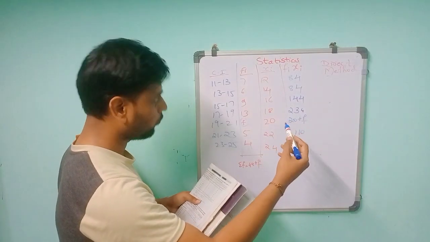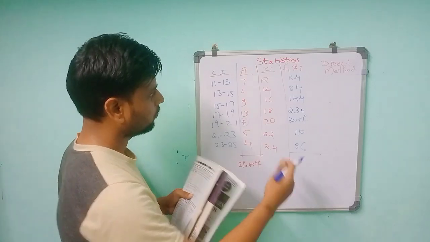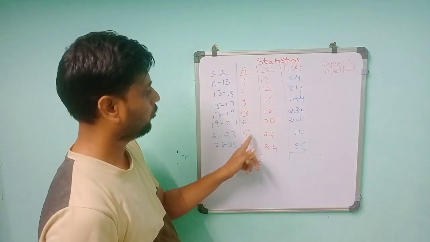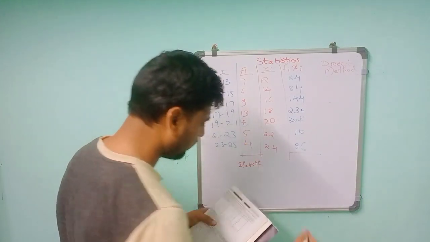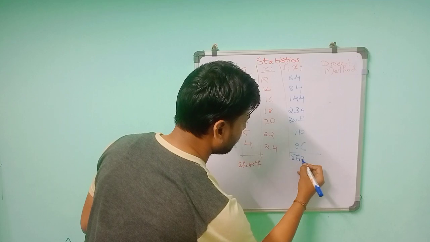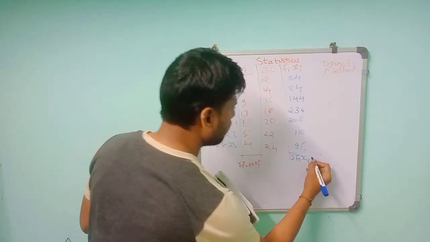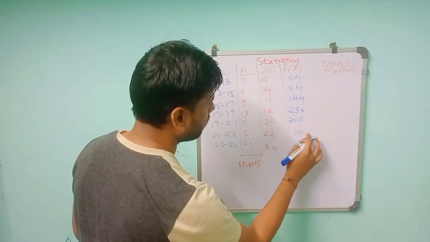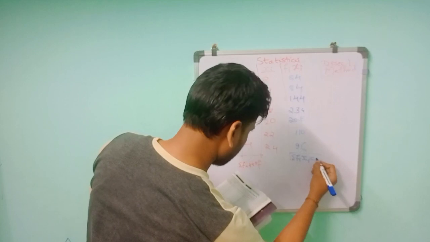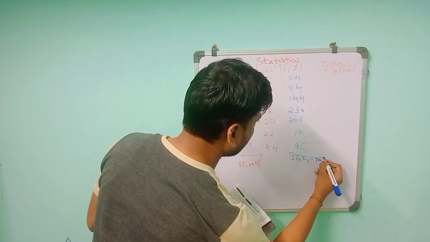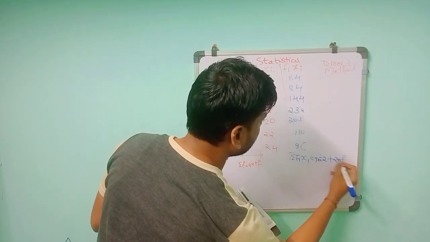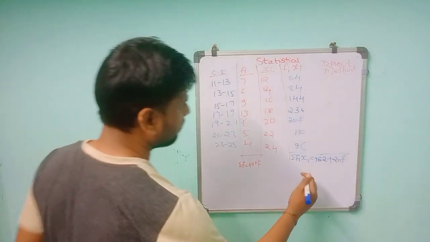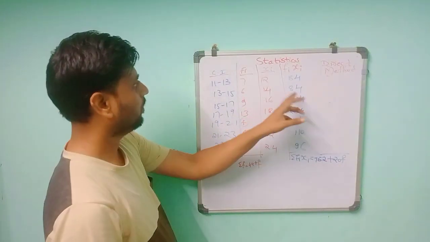84, 84, 144, 234, 20 plus f. So 20 into f is 20f. Then 5 into 22 is 110. Then 96. Total, sigma fi xi will be 84, 84 and 144 and 234, then 110, 96, which will give 752 and the remaining is 20f. So we got the fi xi as 752 plus 20f.